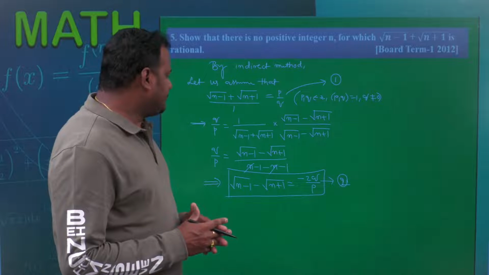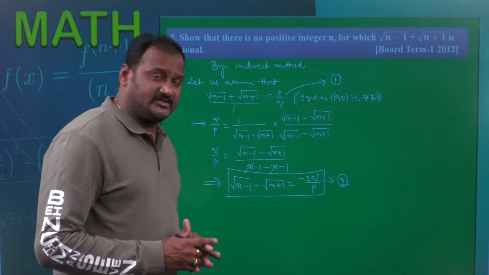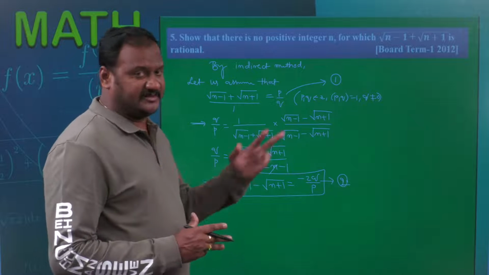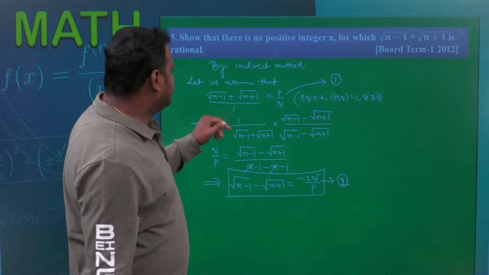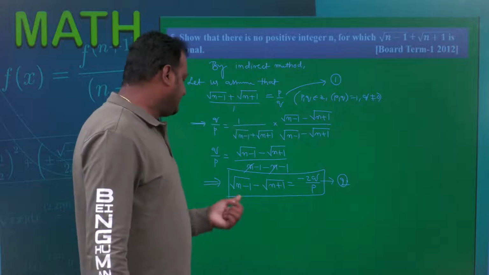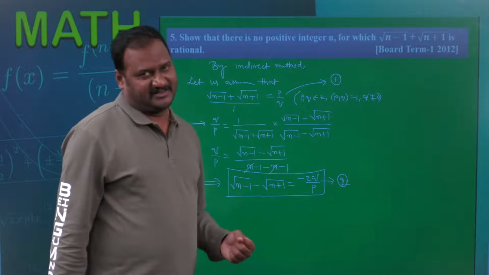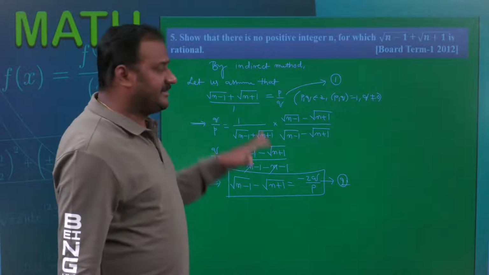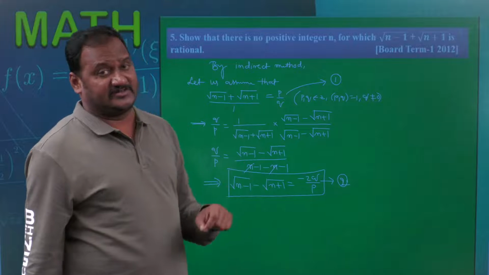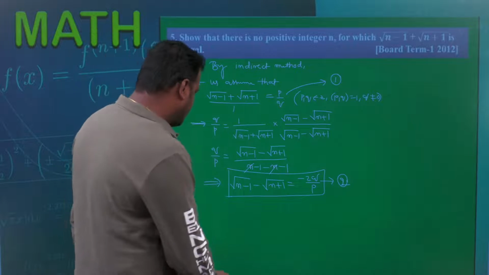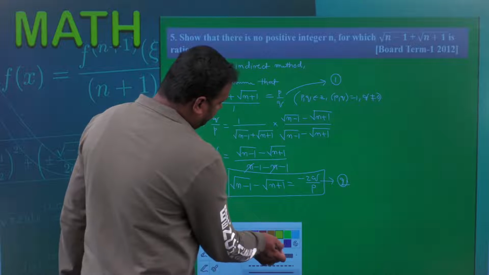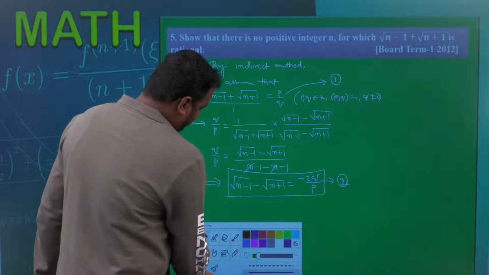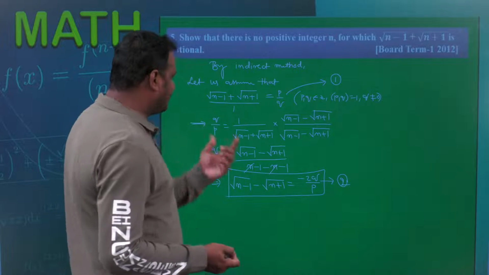Is it possible for me to get the value of root over n minus 1 as well as root over n plus 1 by solving these two equations by any of our algebraic methods? Absolutely. This is in the form of a plus b is equal to something, and a minus b is equal to something. So I can solve both of them in order to get the values of root over n plus 1 as well as root over n minus 1. So the first thing I am going to do is get the value of root over n plus 1 or n minus 1. I am going to solve them.